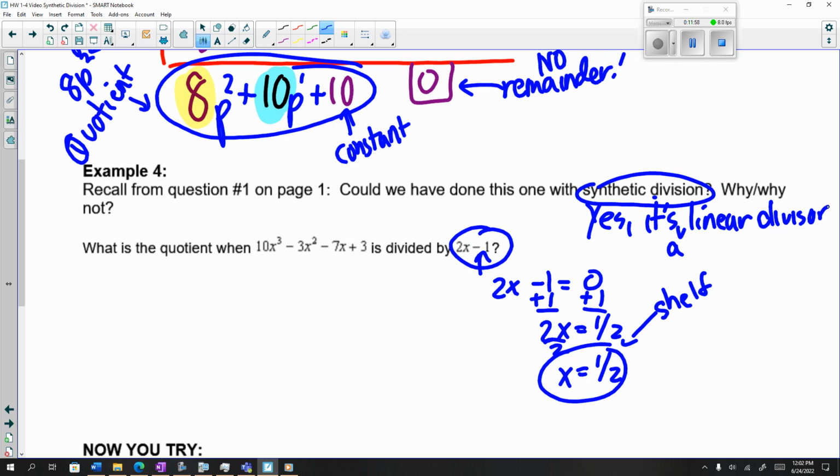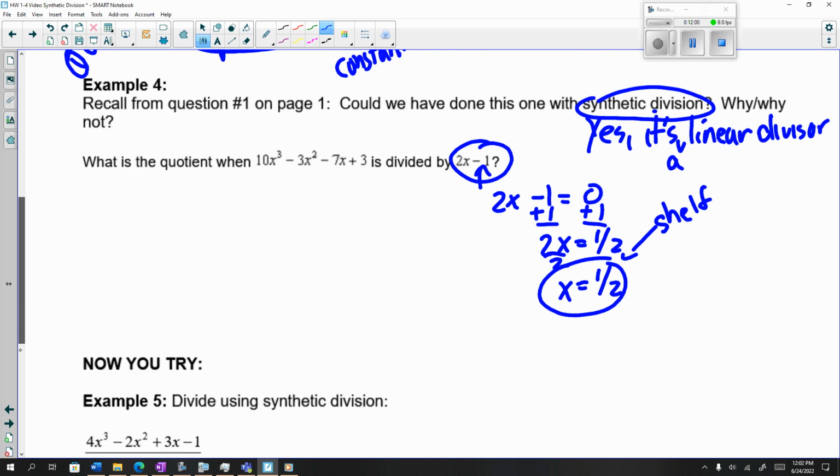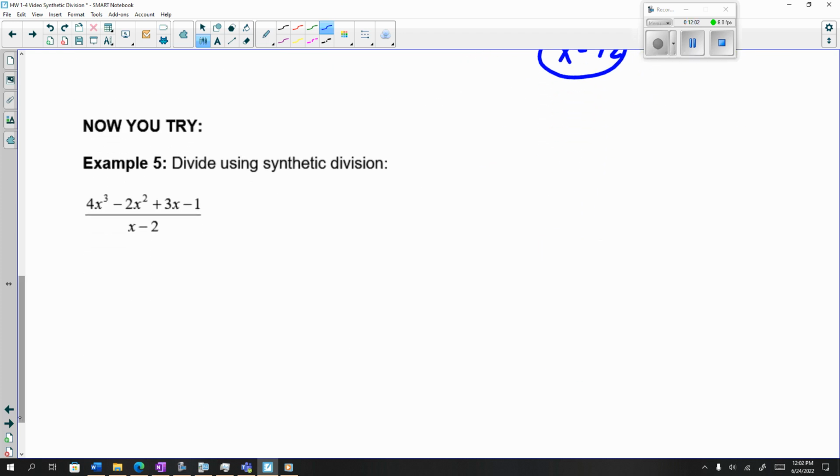Okay? So now you're going to try the next one. Notice the next one is called example 5. Give it a try. The first thing you want to note is there are no missing terms, so give it a go.